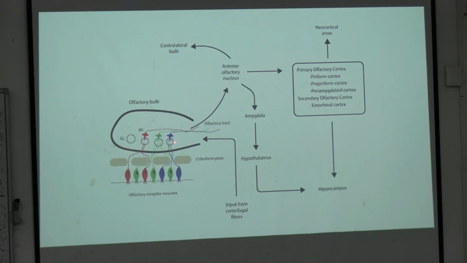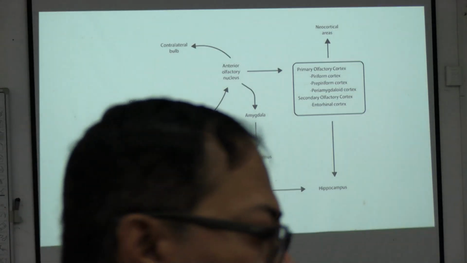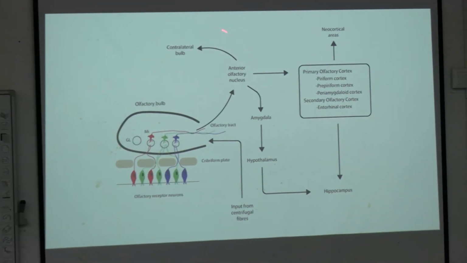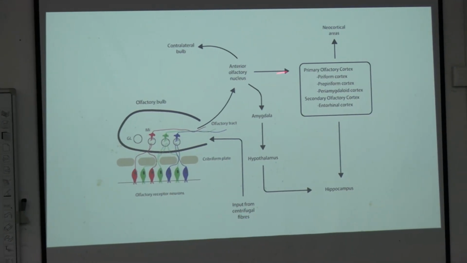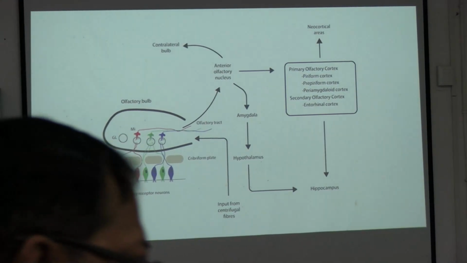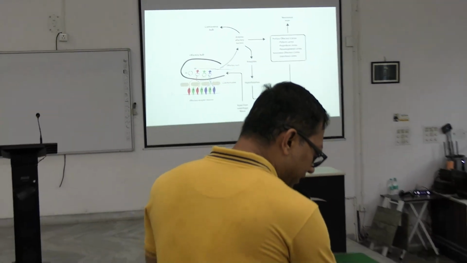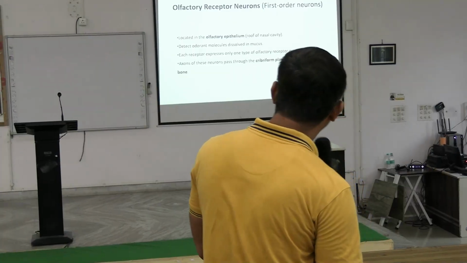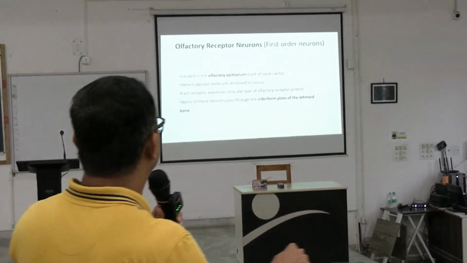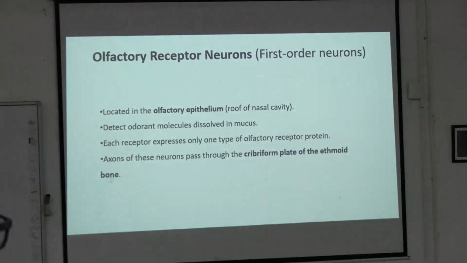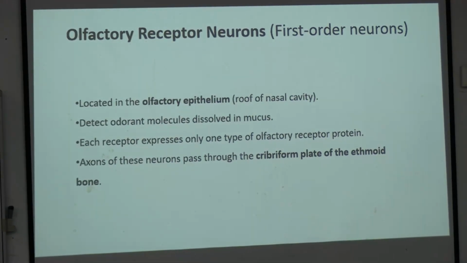olfactory tract. This is the second order neuron, and for the third order neuron, there are two different types, two different routes actually. One goes to the contralateral olfactory bulb and another goes to the primary olfactory cortex. Now these are the first order neurons, the olfactory receptor neurons, located in the olfactory epithelium.